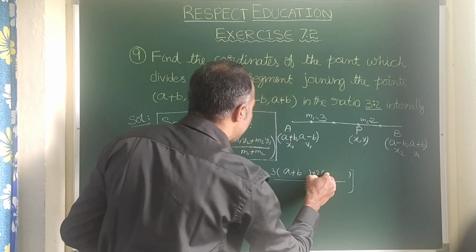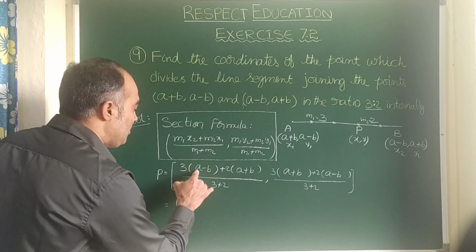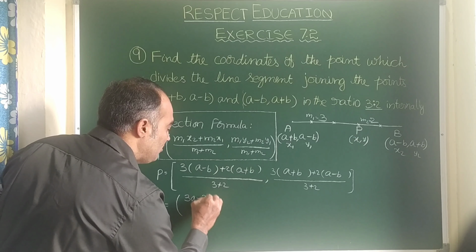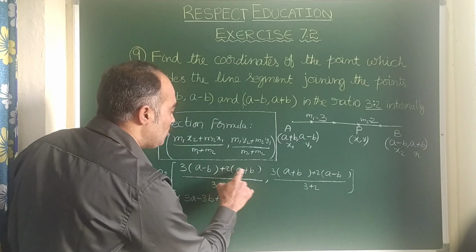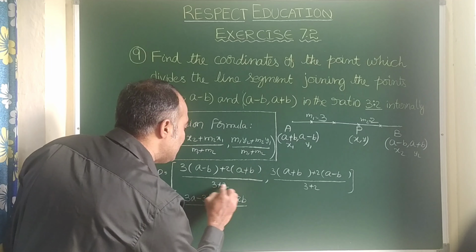Right? Let us simplify this. I am going to change the brackets now. 3 into a is 3a, minus 3 into b is minus 3b, plus 2 into a is 2a. Clear? Plus 2 into b is 2b, so it is plus 2b, by 3 plus 2 which is 5.